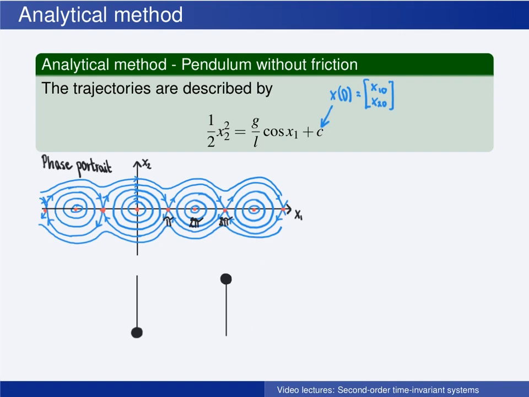Having identified the equilibrium points, we move on to interpreting the trajectories that we have drawn. Around the origin, the trajectories are closed curves.